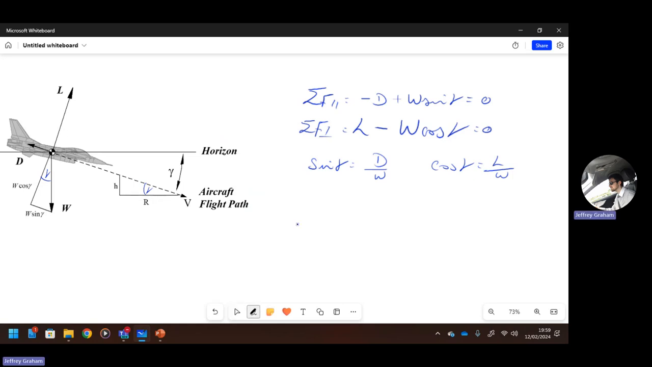Right, first up then, we can introduce the third trigonometric ratio, which is the tan. Do that by taking the sine of the angle of descent divided by the cosine of the angle of descent. Standard trigonometry says the sine divided by the cosine gives you the tan. What I'm going to do is introduce our definitions here. If the sine is the drag over the weight, and divide that by the cosine, which says the lift over the weight.